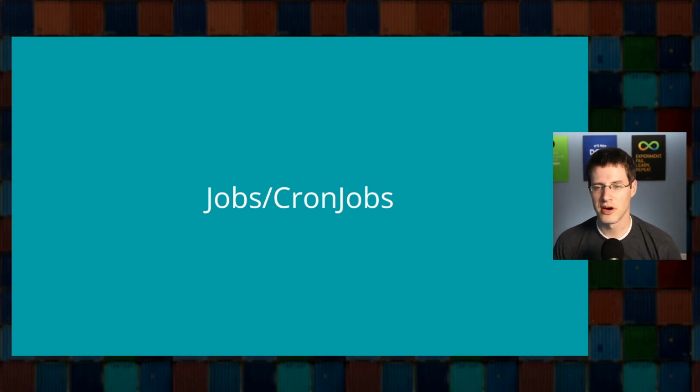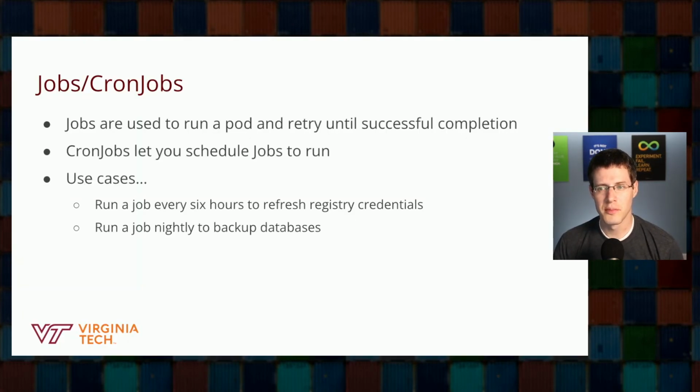So finally, jobs and cron jobs. Jobs are a way for us to run a pod, and it will keep retrying until it successfully completes. And cron jobs then let us schedule those jobs. A use case might be, and this is a pretty valid one that we use quite a bit: whenever we pull containers from ECR, which is AWS's container registry, the credential that you use to pull from ECR is only valid for like 8 or 10 hours or something like that. So it means that you constantly need to refresh that credential.